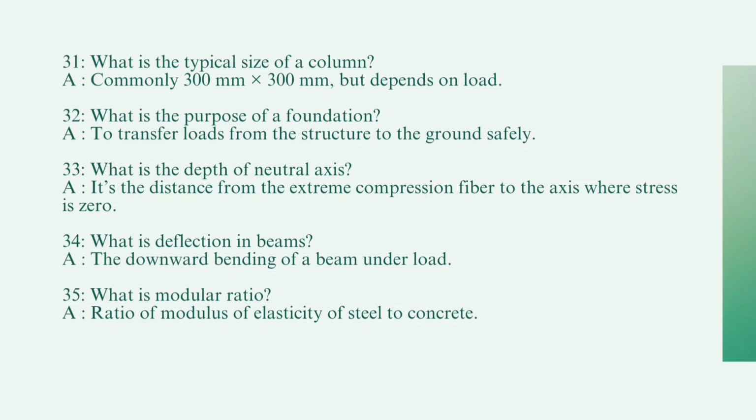And the answer is: it's the distance from the extreme compression fiber to the axis where stress is 0. Question number 34. What is the deflection in beams? The downward bending of a beam under load is nothing but the deflection. And question number 35. What is the modular ratio? It is nothing but the ratio of modulus of elasticity of steel to modulus of elasticity of concrete.